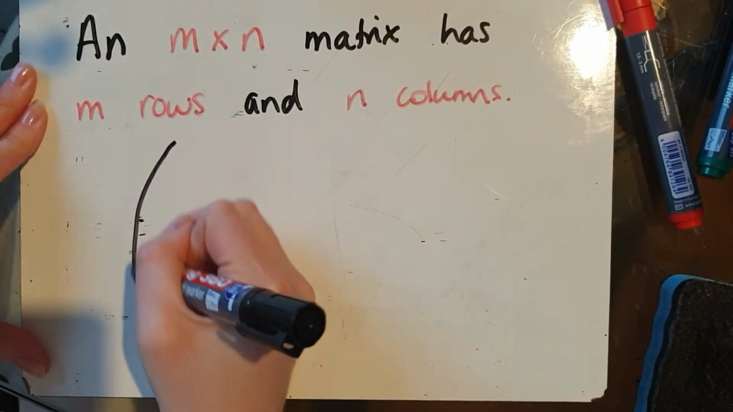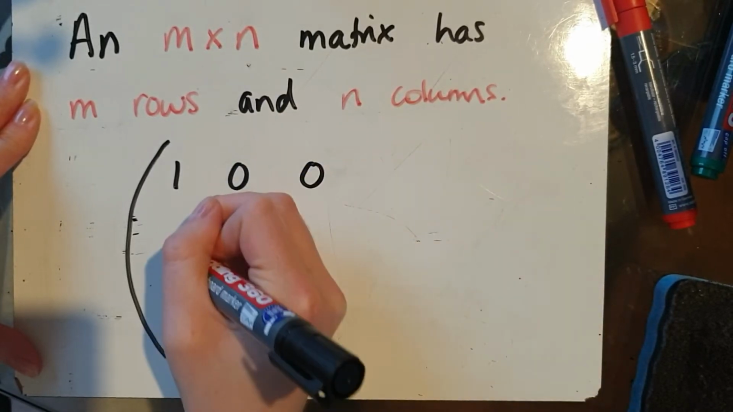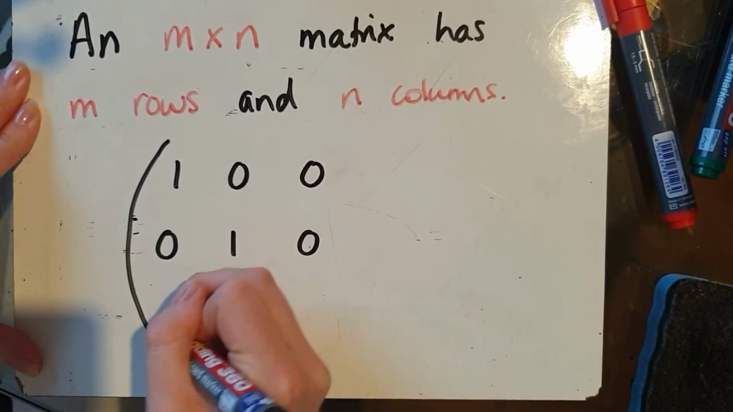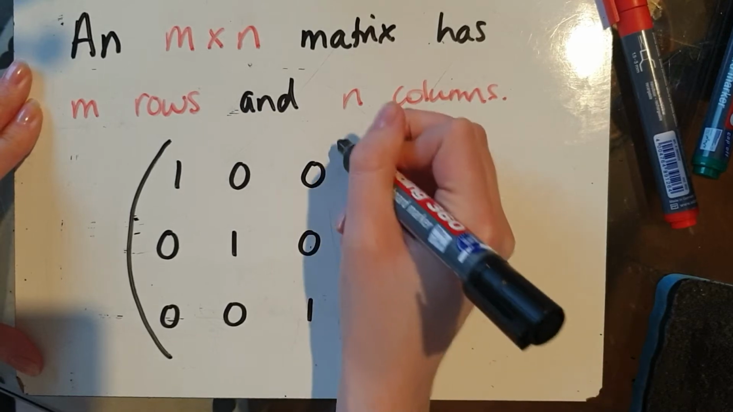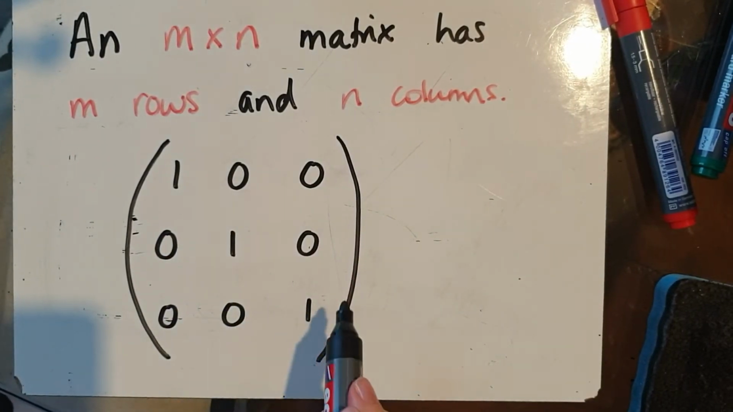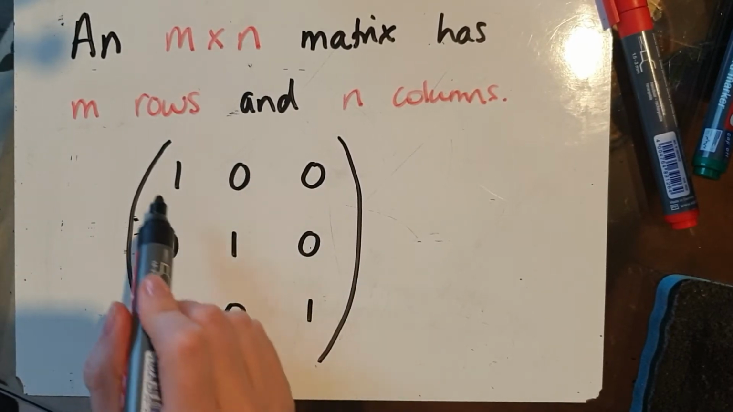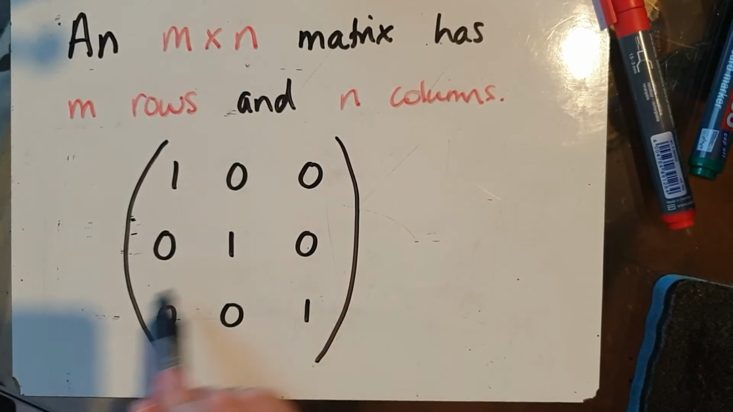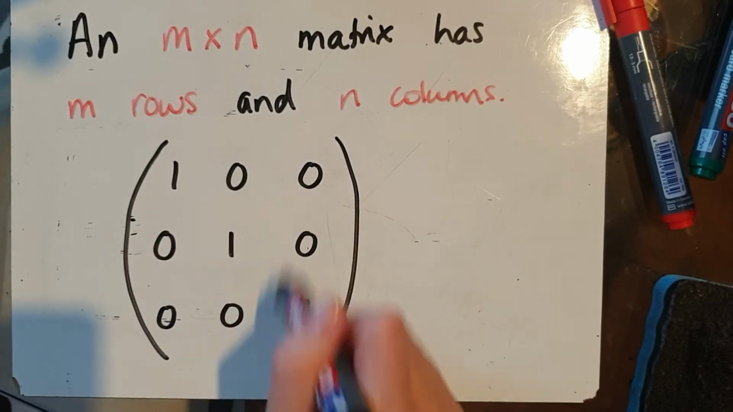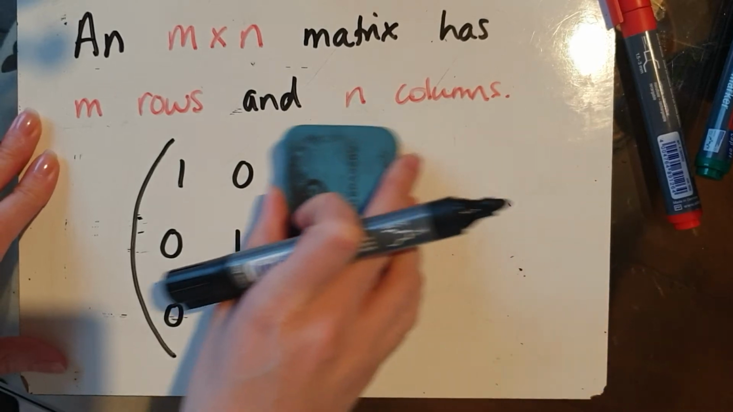Leading diagonal means we start in the top left and working diagonally, each entry is 1. Every other entry is 0, and because it's an identity matrix, it has to have the same number of rows as columns. So this is a 3 by 3 identity matrix.